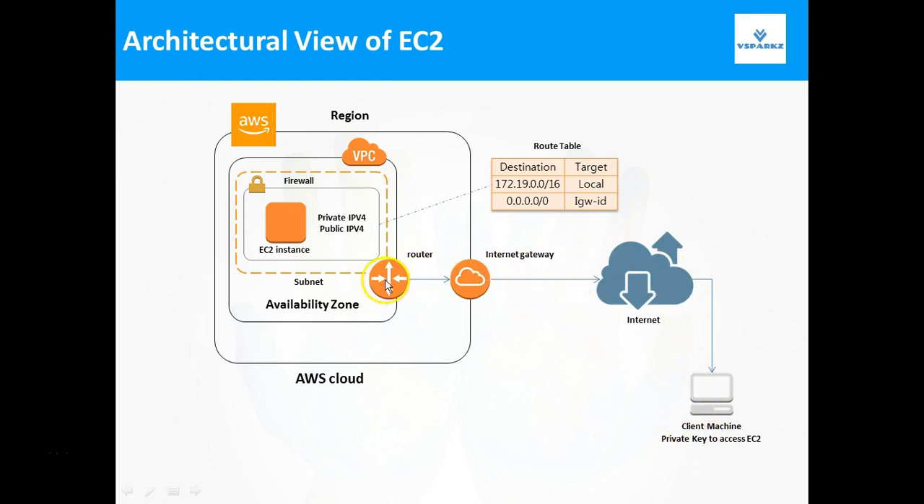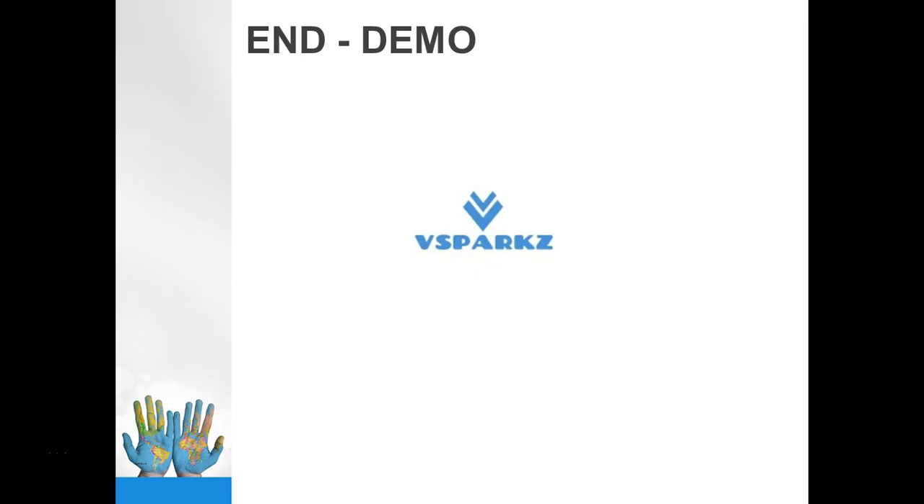So from the client machine you are accessing the internet and you are hitting the EC2 instances via all these components. That's the end of this demo.